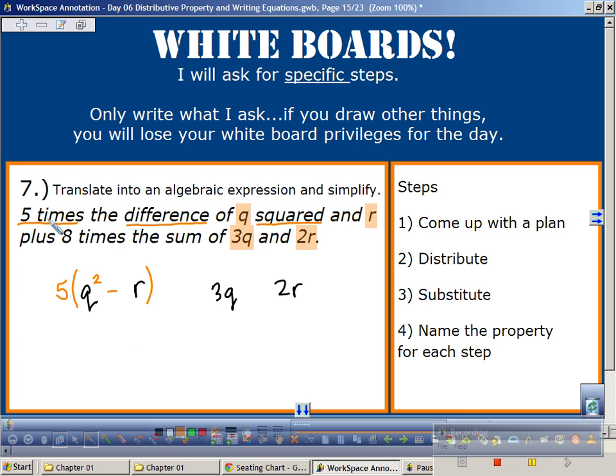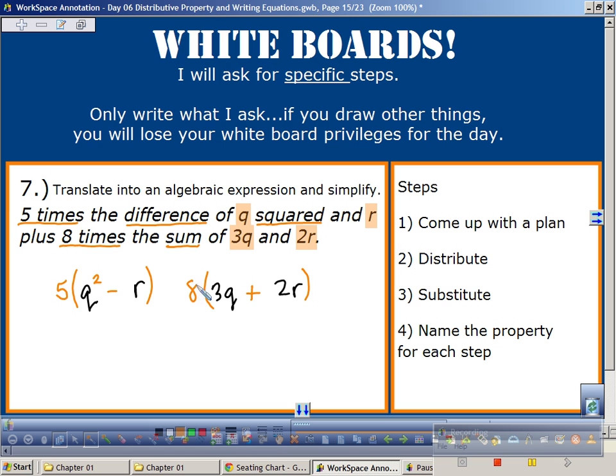Okay, let's do the same thing over here. So do I have all of that statement, 5 times the difference of q squared and r? Is that what that says? Perfect. Now let's go over here. 3q and 2r. What about 3q and 2r? The sum of 3q and 2r. There's the sum. What else? 8 times the sum of 3q and 2r. How do I write 8 times the sum of the two of them?